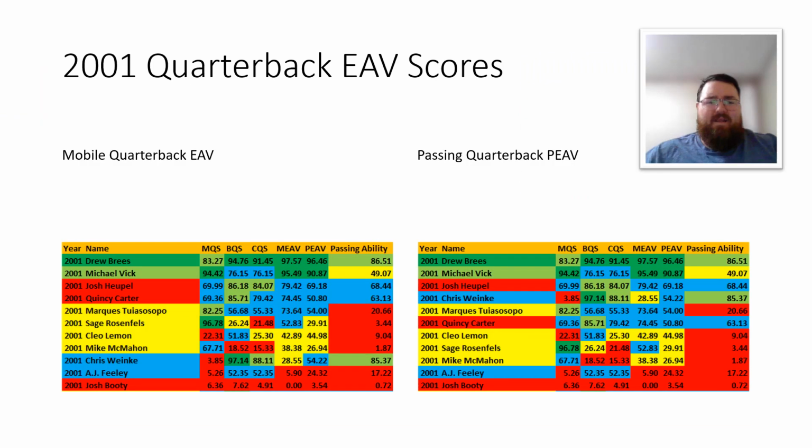However you look at this class, in terms of mobile quarterback or even passing quarterback, Brees was always the guy, followed by Michael Vick. Michael Vick definitely had tremendous ability as a mobile quarterback. He always had the better mobile quarterback score in this particular draft class. Of course, you see Mr. Sage Rosenfels down there, with an interesting mobile quarterback score as well. But in terms of this class, again, it was always Drew Brees, followed by Vick.